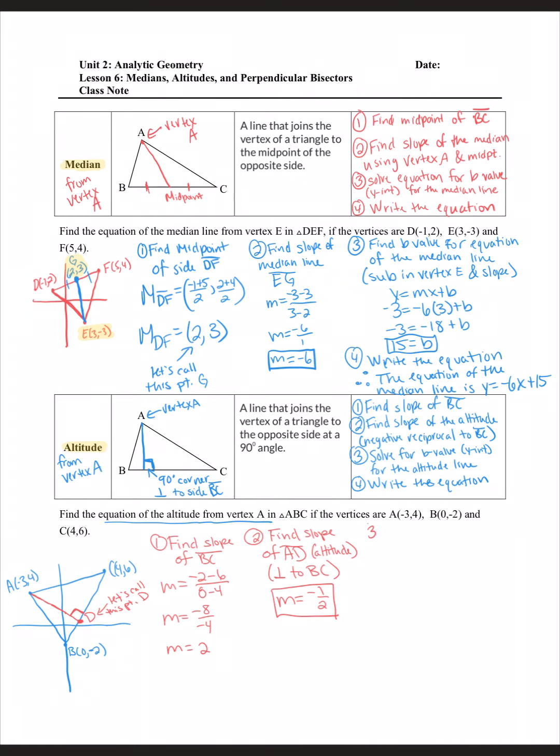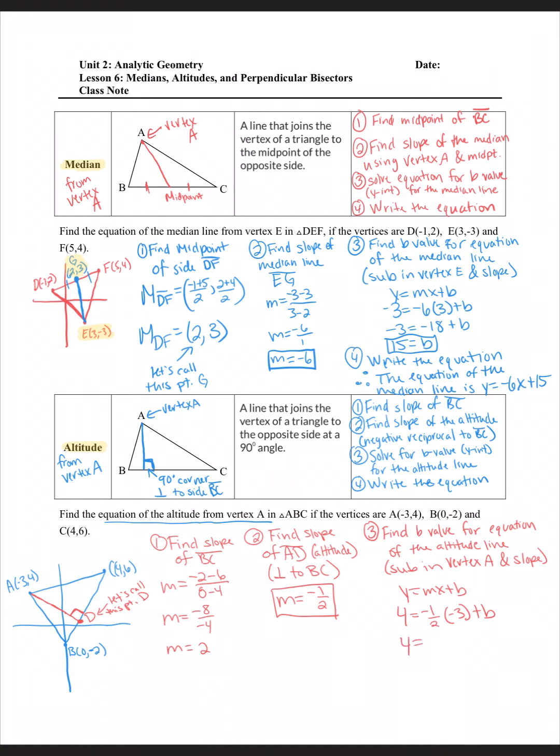Okay, step 3, now that we have our slope, we can use a slope and a point to help us find our b value. So let's find our b value for the equation of our altitude. We pretty much always will have a point and the slope. So we're going to sub in vertex A because we know that's a point on the line, and we'll sub in the slope we just found in step 2. So y equals mx plus b, and if I'm looking at vertex A, my y value is 4. The slope we just calculated is -1/2, and my x from vertex A is -3, plus b.